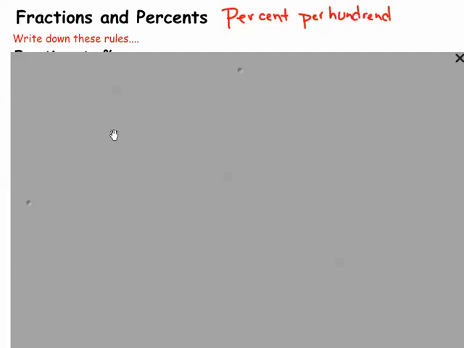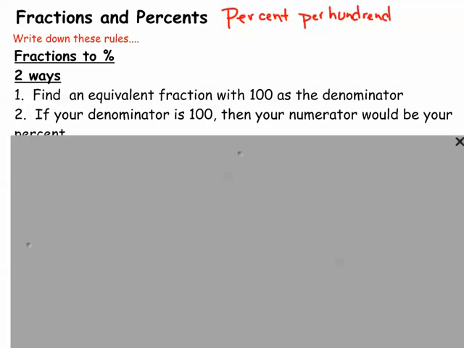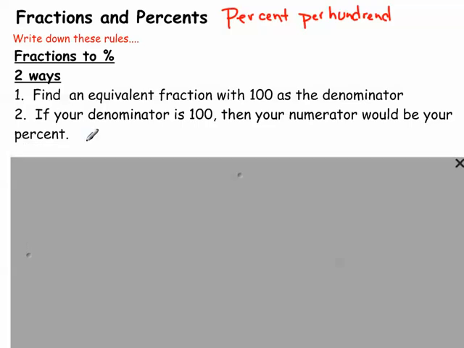So today, there are two ways if we go from a fraction to percent. One of them is an easy way, but it doesn't always work. So I'm gonna focus on that one first because it is the easy way. So let's look at these rules and then we'll do some examples. The first one says, this is the first way, so you're gonna go ahead and write these down in your notes. You want to find an equivalent fraction with 100 as the denominator.